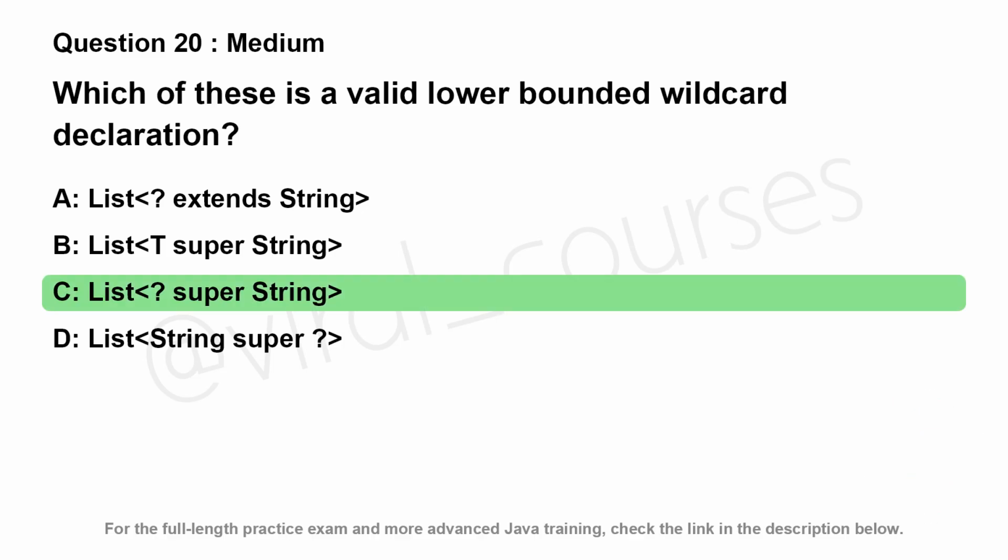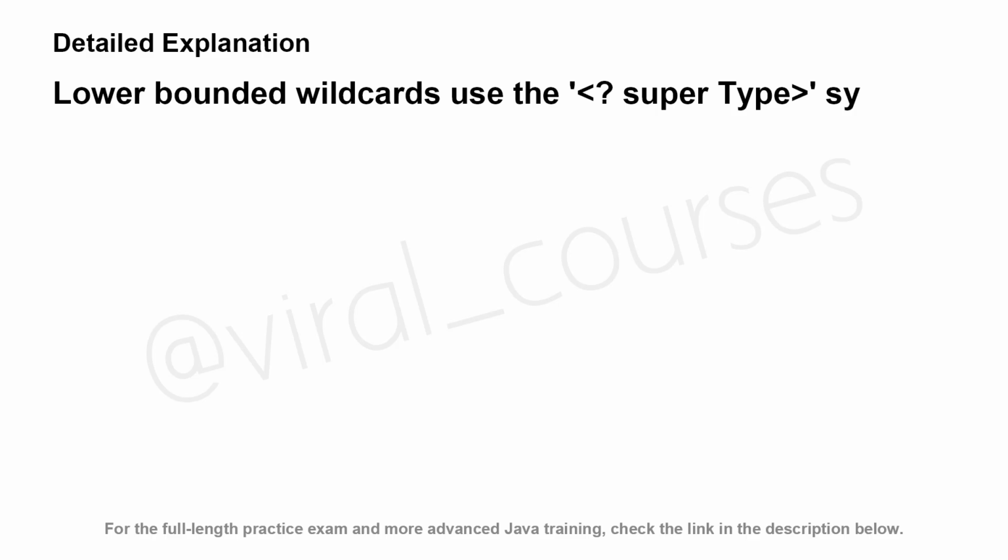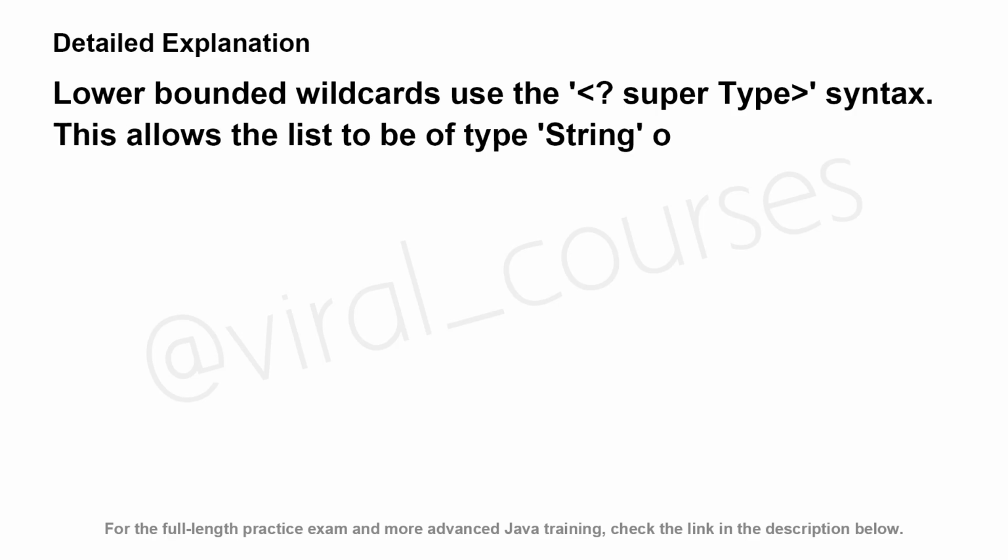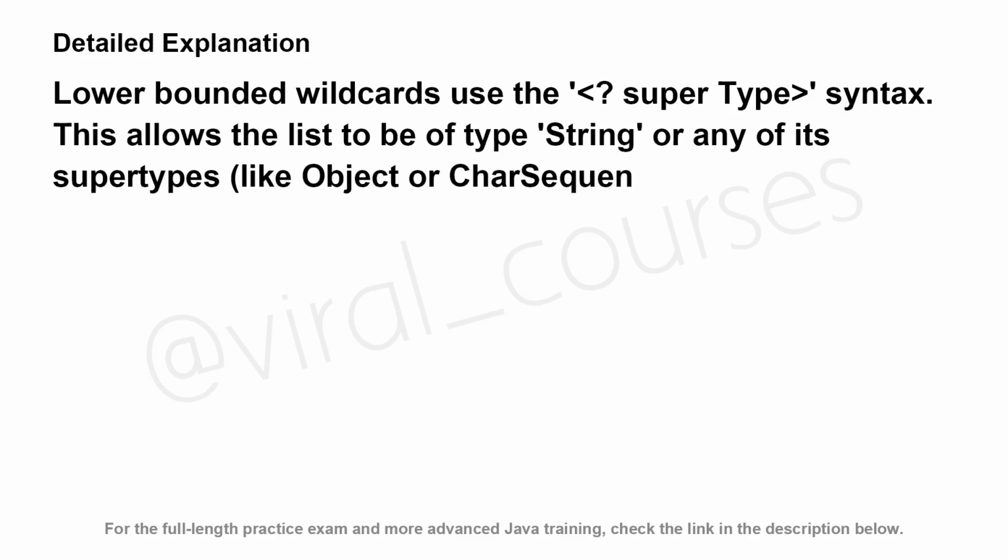The correct answer is C. Lower bounded wildcards use the <? super Type> syntax. This allows the list to be of type String or any of its supertypes, like Object or CharSequence.